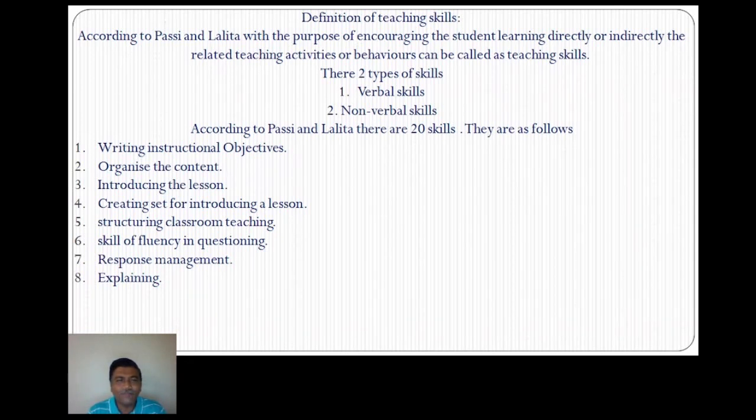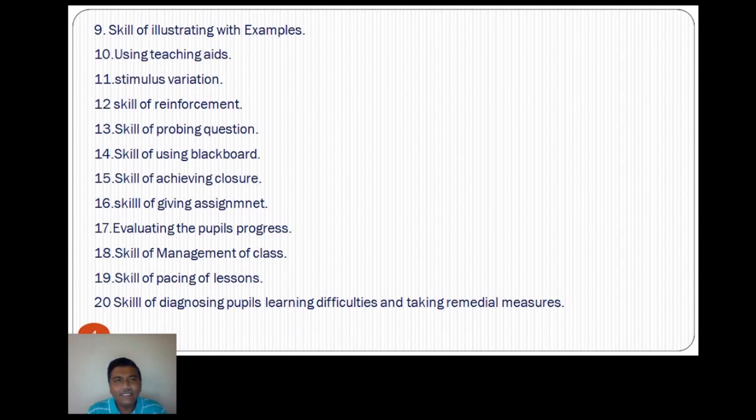They are as follows. Number one, writing instructional objectives. Number two, organize the content. Number three, introducing the lesson. Number four, creating a set for introducing a lesson. Number five, structuring classroom teaching. Number six, skill of fluency in questioning. Number seven, response management. Number eight, explaining. Number nine, skill of illustrating the examples. Number 10, using teaching aids. Number 11, stimulus evaluation. Number 12, skill of reinforcement.